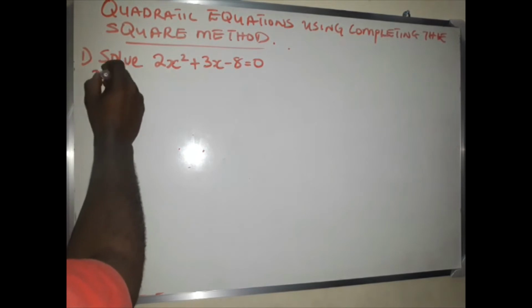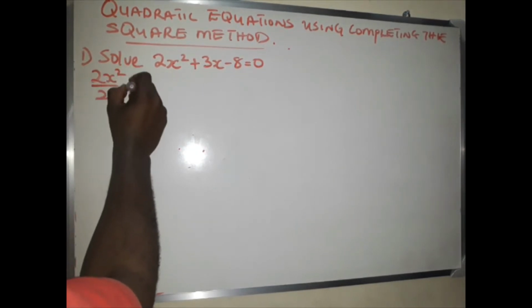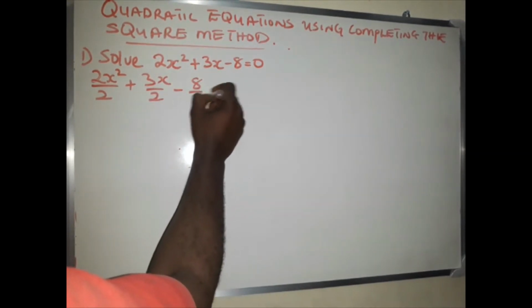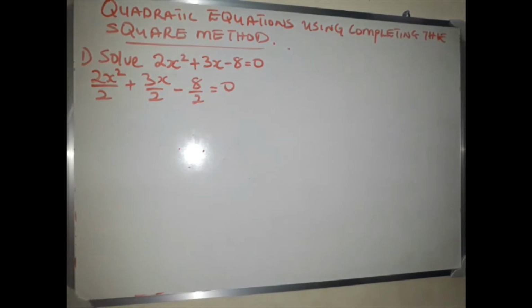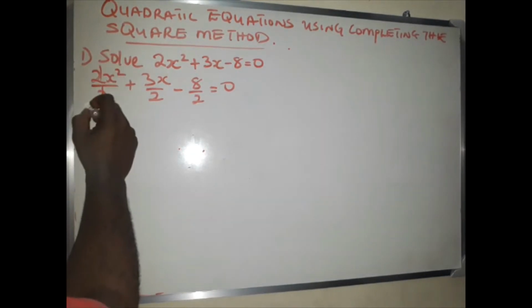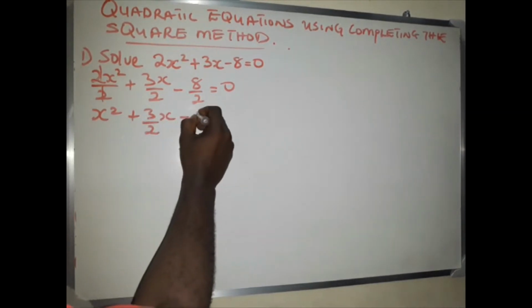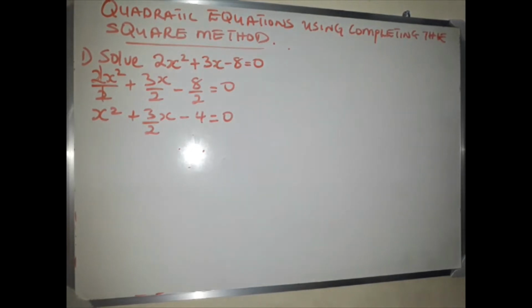So you now write 2x squared all over 2 plus 3x all over 2 minus 8 all over 2 is equal to 0. So when you do that, the 2s cancel, you now have x squared plus 3 over 2 x minus 4 equals 0. So now the coefficient of x squared is equal to 1. So let's proceed.